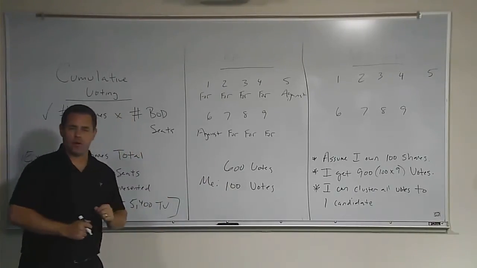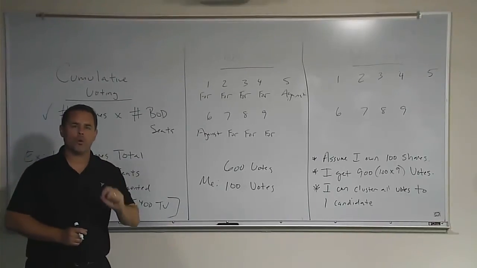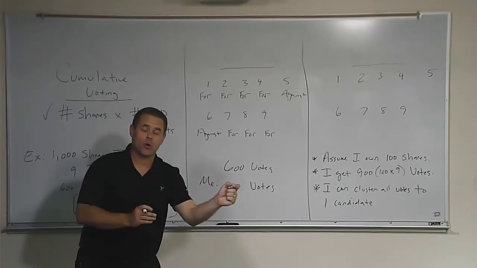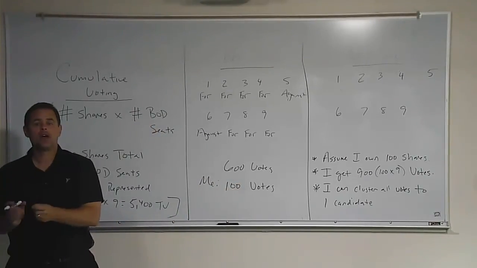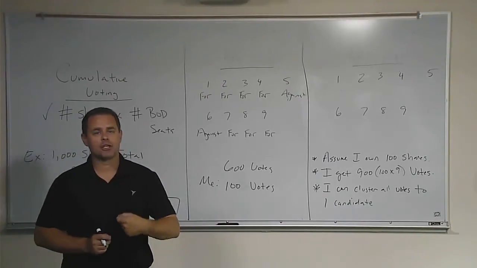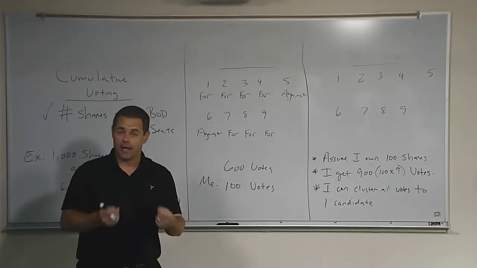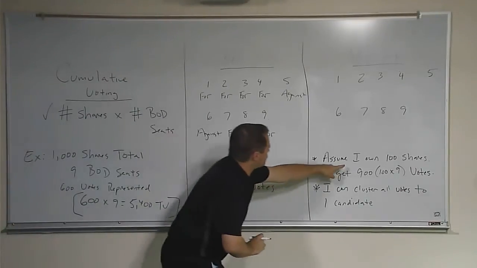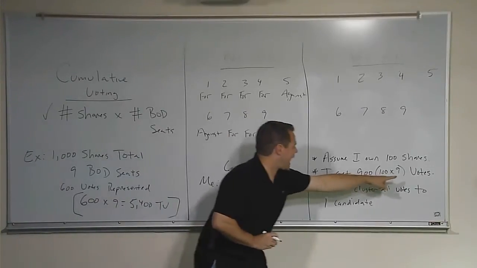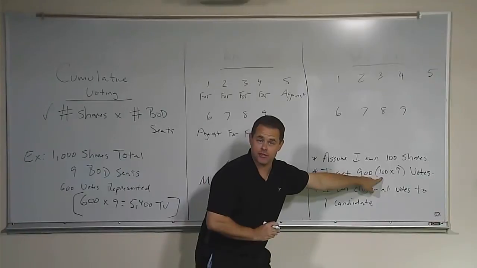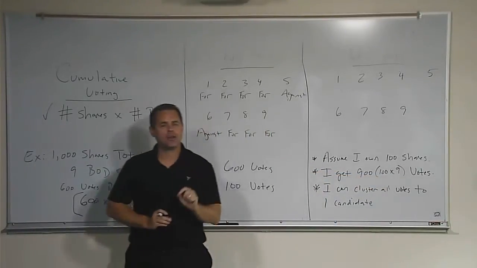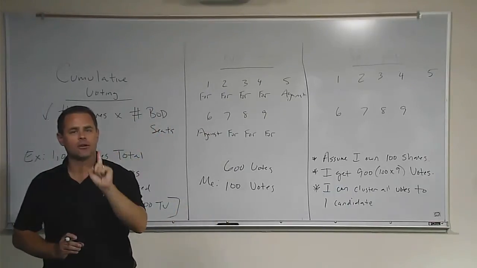But under cumulative voting, let's imagine that there's one board seat that either I want to make sure the person doesn't get elected, or I want to make sure the person does get elected. Cumulative voting allows me to increase the probability that that person will or won't, depending on what my agenda is, get elected. How? Well, I own 100 shares, okay? I get 900 votes. That's 9 board seats times 100 shares that I own. So I have 900 votes, and I can cluster these 900 to one particular board member.